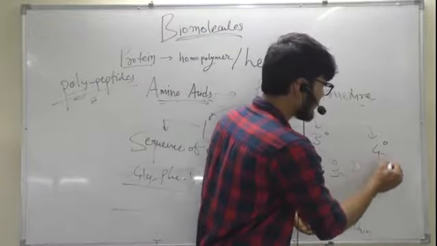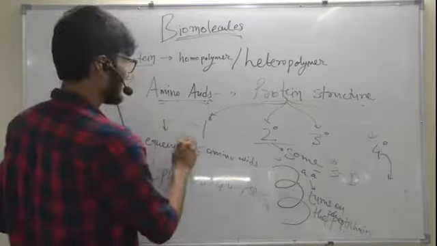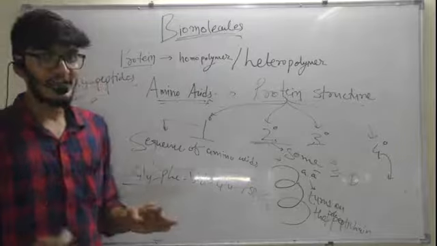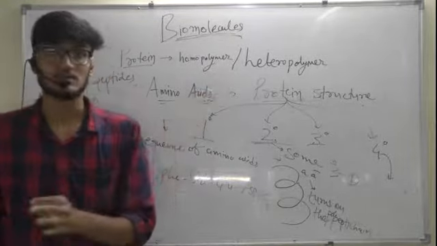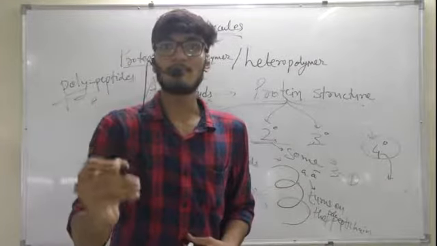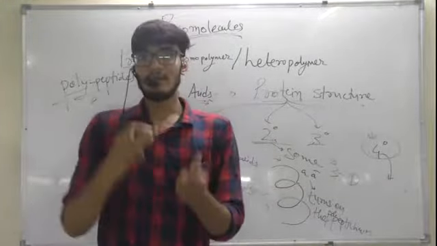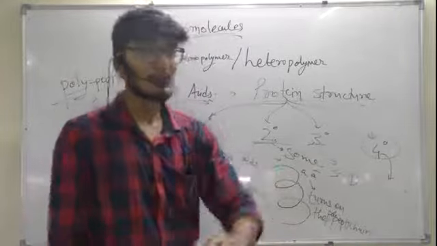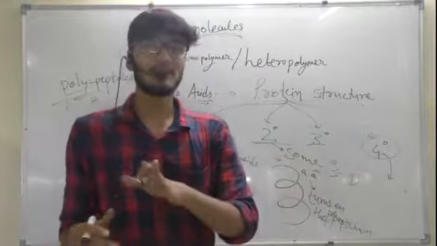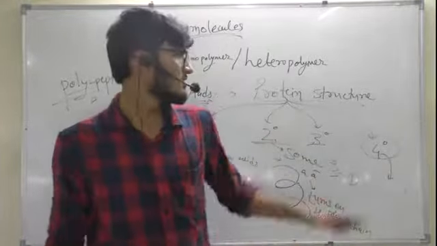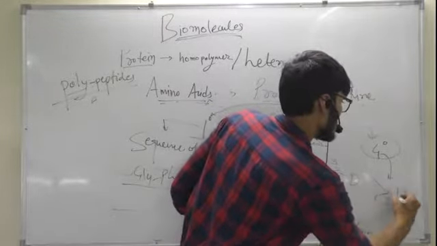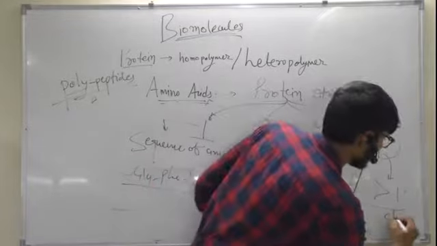Now, if we talk about quaternary structures, in primary, secondary and tertiary structures, there was only one polypeptide chain involved in forming those structures. But in quaternary structures, there will be more than one polypeptide chain interacting with each other and forming a kind of structure that will be known as quaternary structure. So what you have to remember is in quaternary structure there will be more than one polypeptide chain.